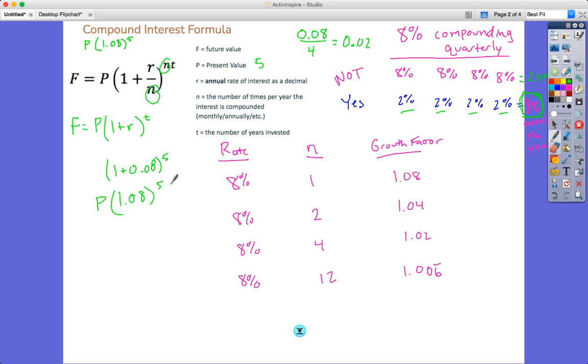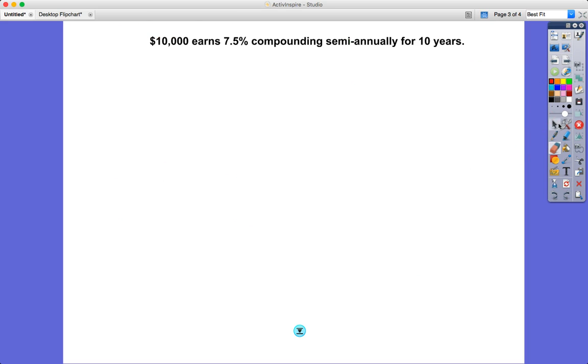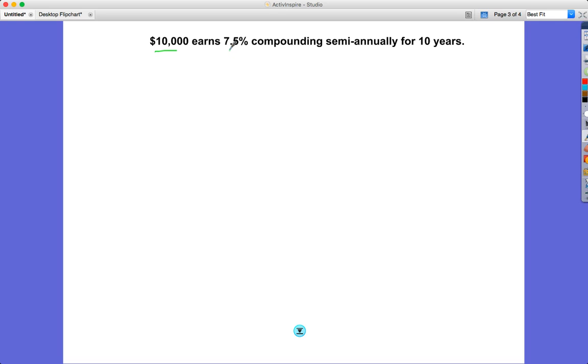If it's happening more than once a year or at a different rate than that, we have to adjust using those ends. So let me give you two examples here. We've got 10,000 earns 7.5% semi-annually for 10 years.